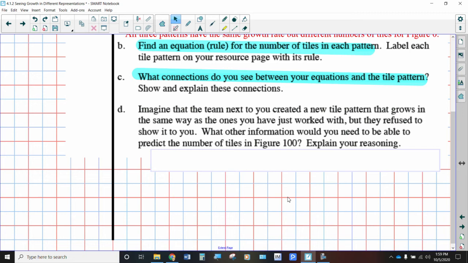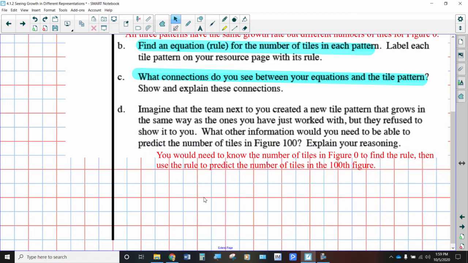Well, if they have the same growth rate, you don't have all the information. All you know is the number that's being multiplied times x. You need to know what the 0 figure would be, or the starting amount. What did you start with before you started increasing according to your growth rate? So it says here you would need to know the number of tiles in figure 0 to find the rule. Then, once you know that, you can put that in conjunction with your growth rate to figure out what would be in the 100th figure.